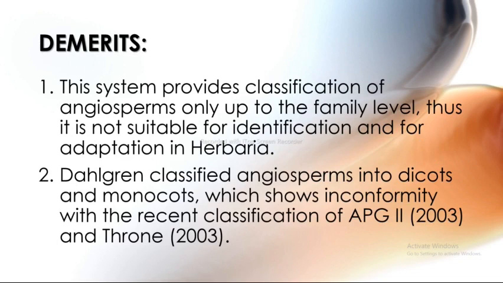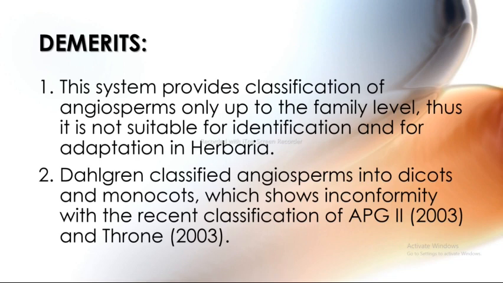Second, I will discuss the demerits of his classification system. First, this system provides classification of Angiosperms only up to the family level. Thus, it is not suitable for identification and for adaptation in herbaria. And the second is Dahlgren classified into dicots and monocots. He classified Angiosperms into dicots and monocots, which is not in conformity with the recent classification of APG 2003 and the Thorne 2003.